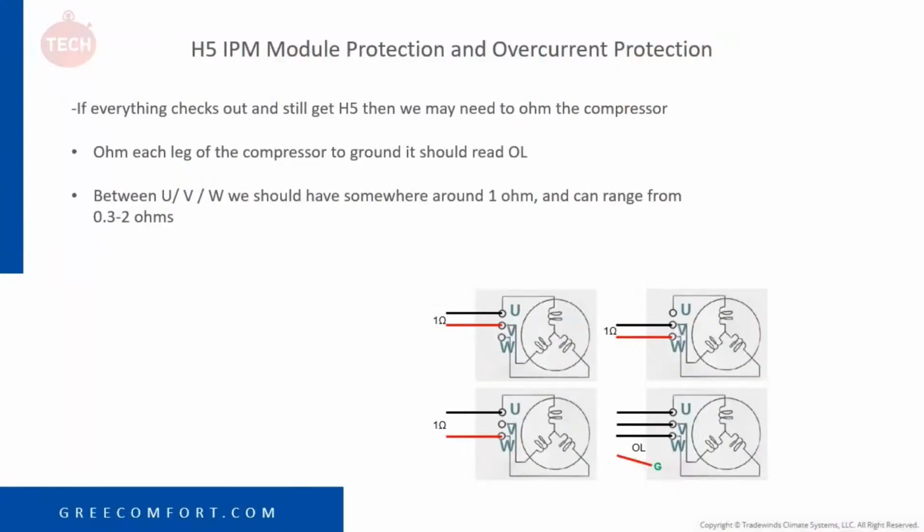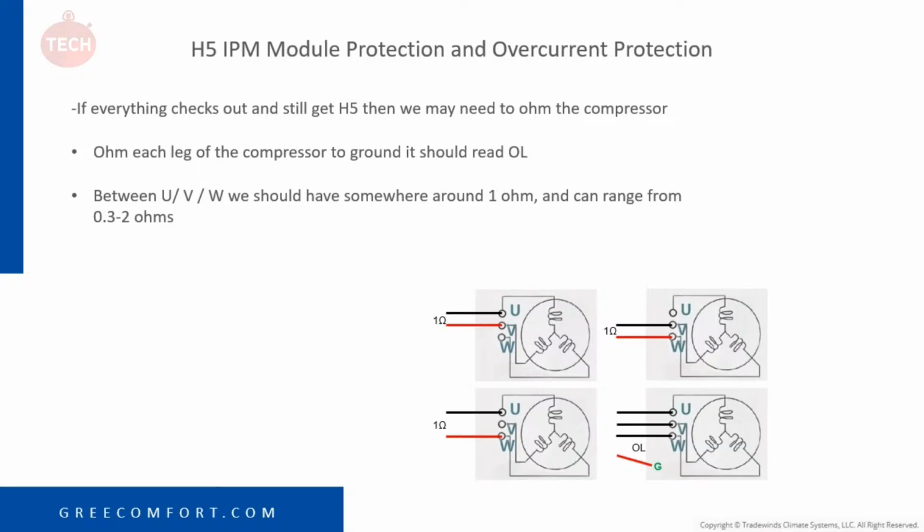Again, this is just an example of a unit. That's not every single unit. Every single unit would have different piping requirements. It gives max elevation, max lift, max drop. Again, you just want to be sure that all those are followed. If they weren't followed, that can generate an H5. So if everything checks out and you're still getting an H5, then we may need to ohm the compressor out, which we went over in the previous slides, but we can go over it again.